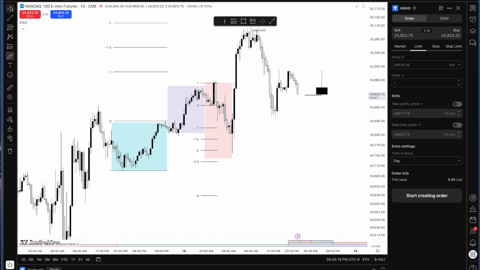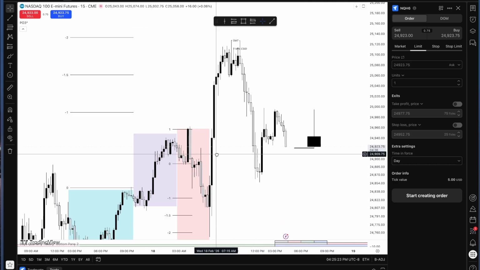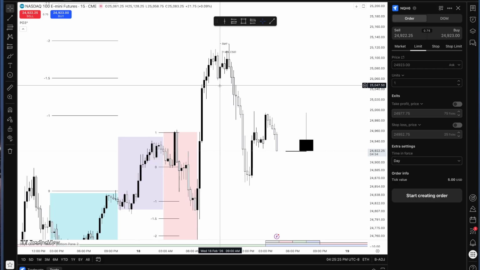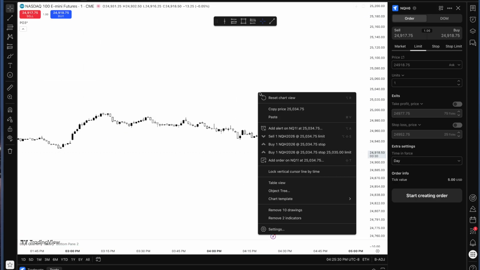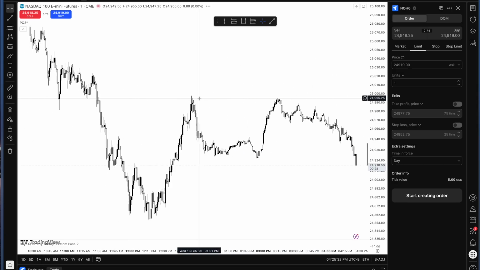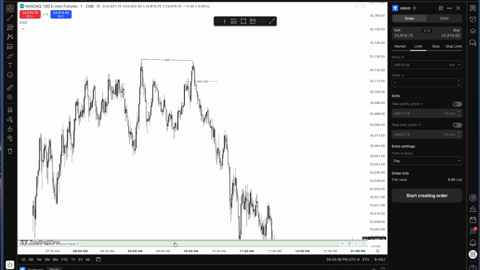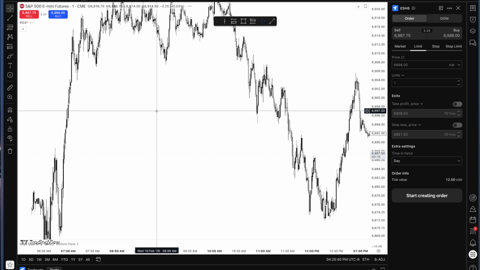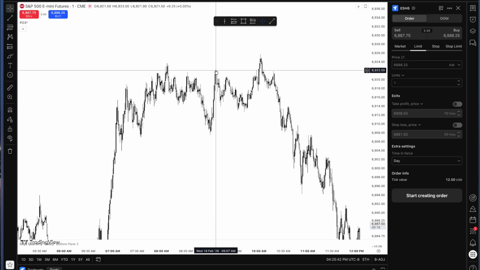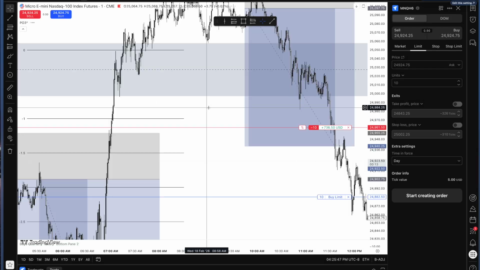Okay. So now let's talk about my entry. Once we've had our buy phase, now we're looking for some sort of reversal. The first thing I saw was an SMT with NQ and ES. So I'll show you ES real quick. ES took this 9 a.m. high while MNQ failed to do so.